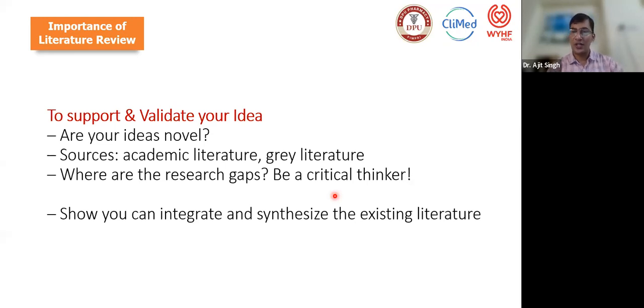What you are submitting to the journals goes through the proper review process. After the review process only, they accept to publish in the journal, right? If it has not undergone the review process and is directly published without review, like newspapers, government reports, or some reports published on websites, that is called gray literature.